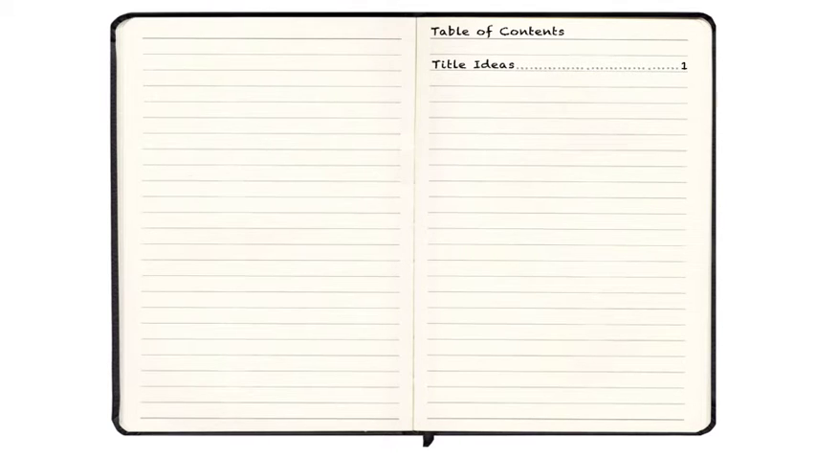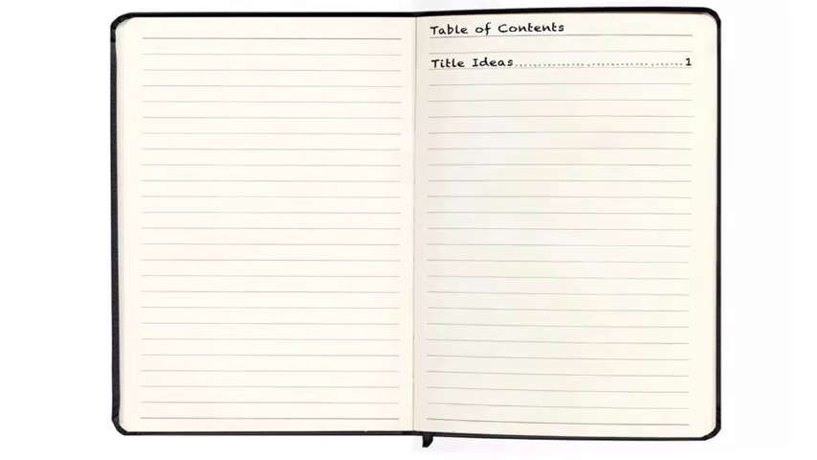So you'll write down table of contents, and then you'll write that this is going to start on page 1 of your journal. So the next thing you're going to do is flip over to page 1 of your journal, and then at the top of that page, you'll just write down that these are your title ideas, and then you'll put the page number right next to that. So you'll have title ideas and page 1.